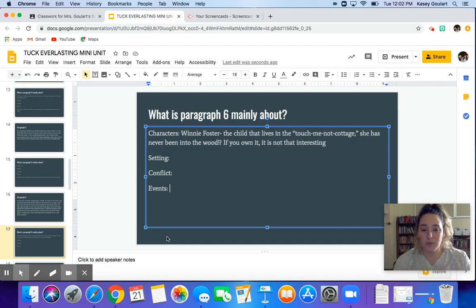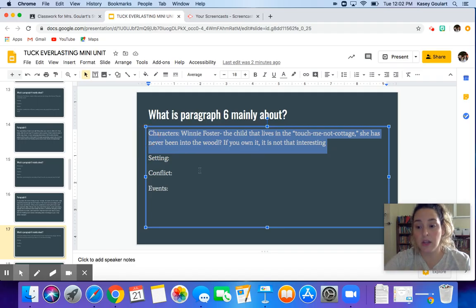Let's think about it though. We don't have any settings that are new, no new conflicts, and no new events. Do I need to add a main idea statement for this? No, I don't, because right here is pretty much what the whole paragraph is about, right? Introducing Winnie to us and telling us that she has never even been into the woods that she owns. So if I have all of my information in one or all of these blanks right here, I don't need to add a main idea unless it's necessary, okay?